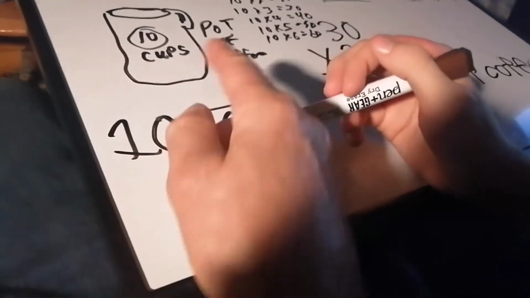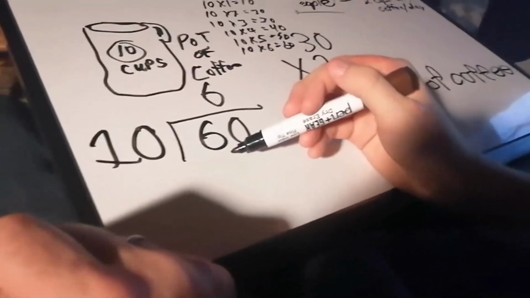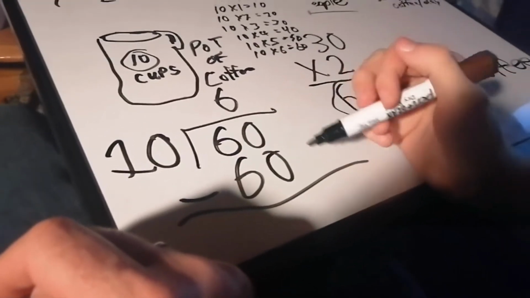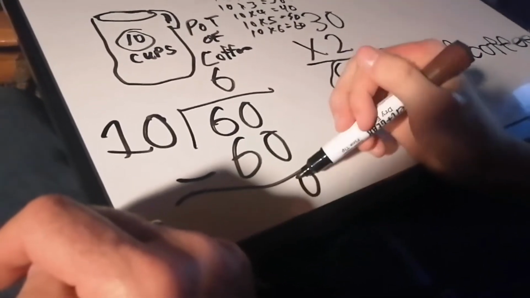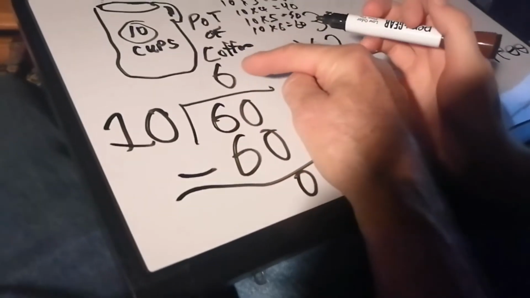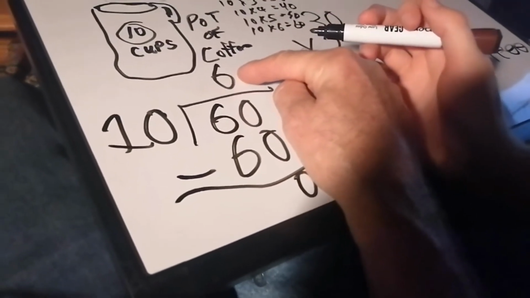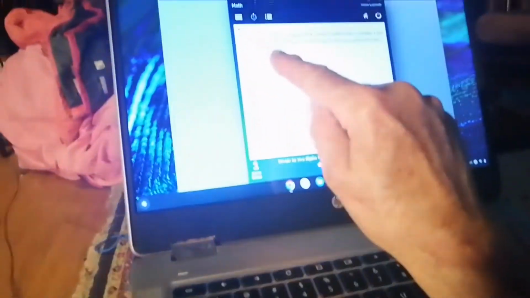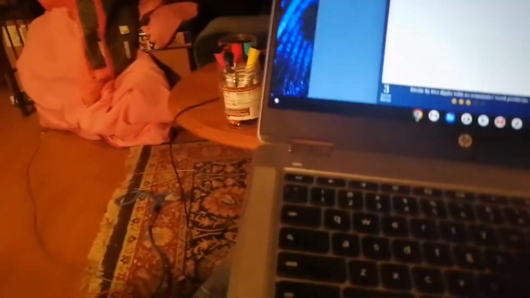Do the multiplication. 6 times 10 is 60, and that leaves 0. So that's your answer. 6 what? Look at the screen here. What are we trying to solve? 6 what? Pots of coffee. Right, that's your answer.